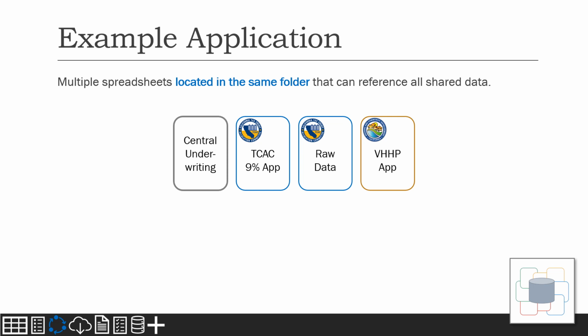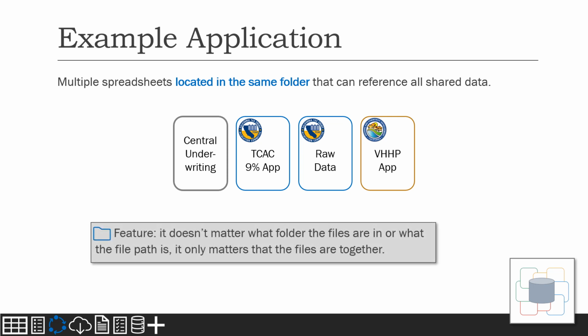Because these files are located in the same folder, they are able to reference each other's data. One benefit of being filed together is the file path to where they live is irrelevant. If moved together, the files can be placed in a different folder or on a different computer without issue.